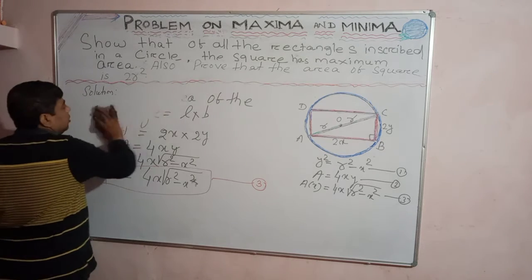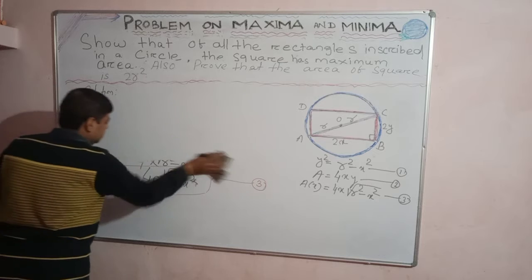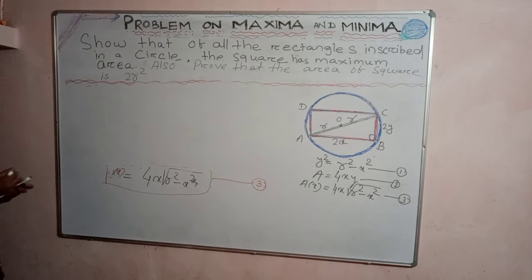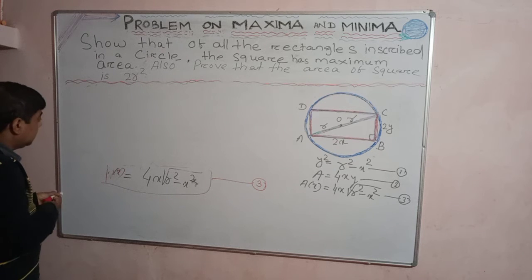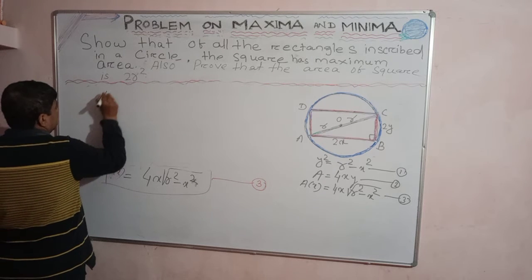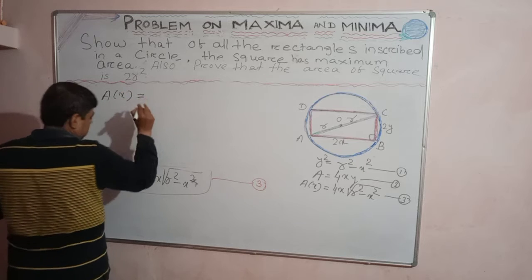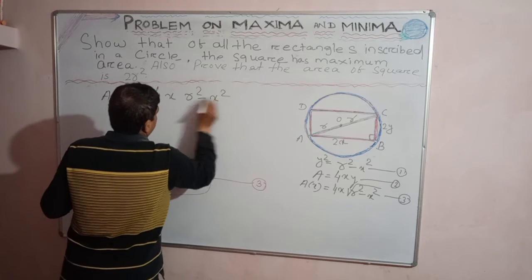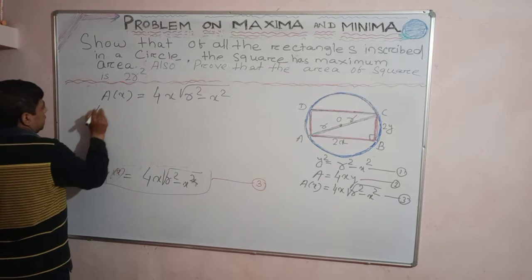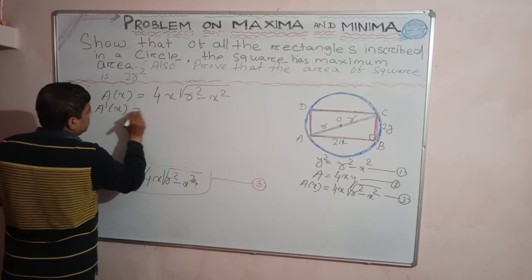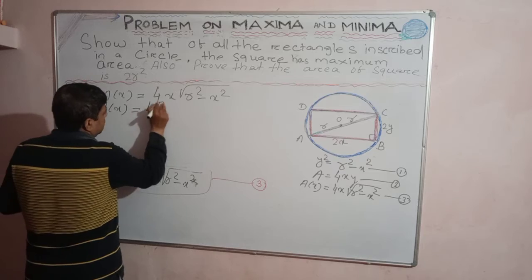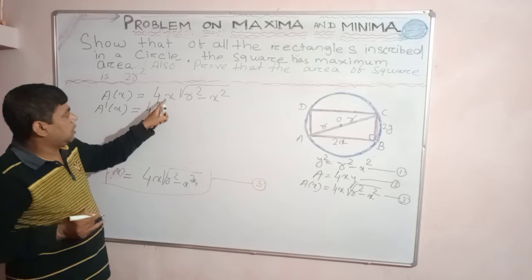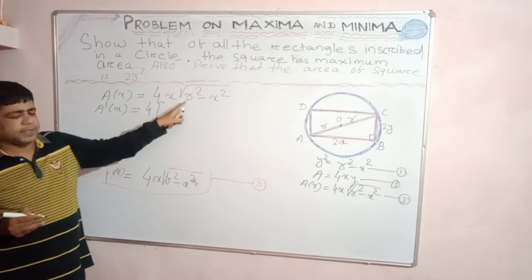Okay. Now let us see. So we got here A(x) is equal to 4x times the square root of r square minus x square. So now find the derivative A dash x. Now 4 is common. Now here x into the square root of r square minus x square, so here we use the derivative of a product of two functions.